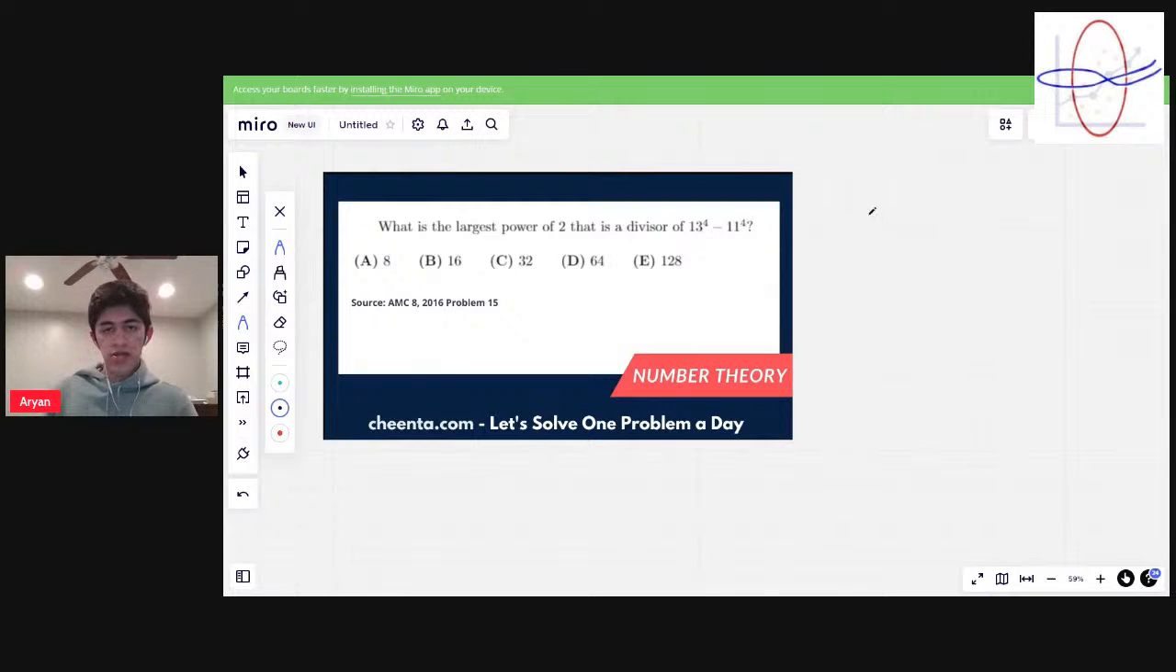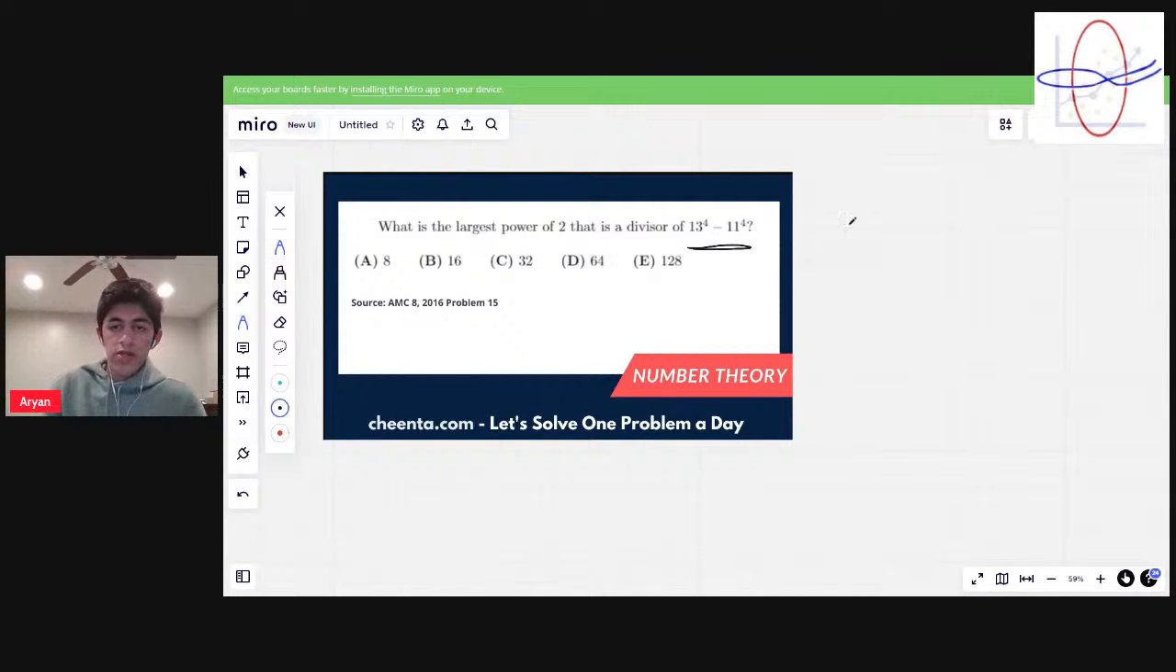And so obviously they're not going to expect you to find 13 to the 4th or 11 to the 4th and then subtract them, because those numbers are just too big. So we know there must be a smarter way. The first thing I think of is, when you have to factor something like this, especially because I see a difference, I know that I need to make this into the product of some numbers.